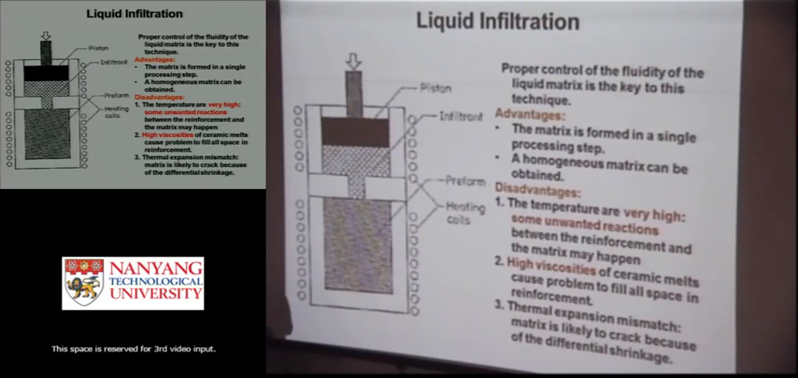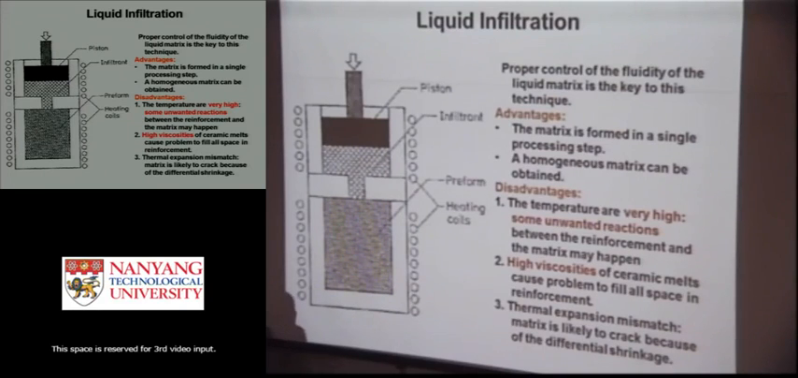If the temperature is too low, what will happen? If the temperature is too low, then when you push in, all this liquid will become solidified, and then you have a problem to fill here and to fill here, right? Another thing, because this material is very viscous, you may have some problem to fill here, right? Because very viscous.